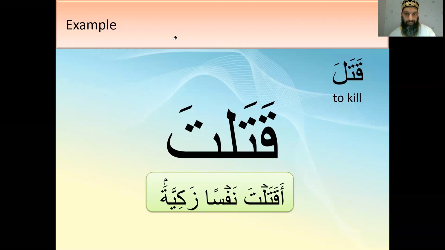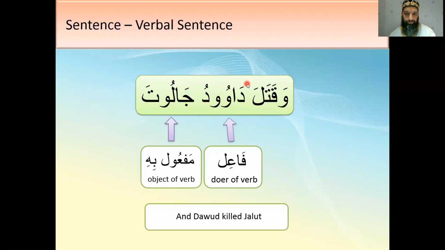And that is this. Look at this. This is the verse I showed you in lesson 1. Now I'm going to show you what you need to do. Look, waw means and. Qatala, what does qatala mean? Give me the exact meaning of qatala in the sentence. He killed. Right.